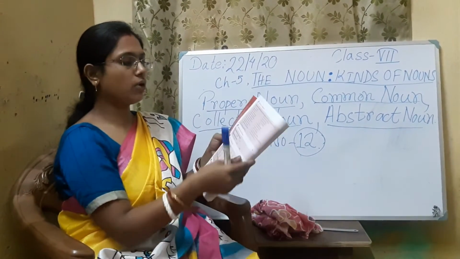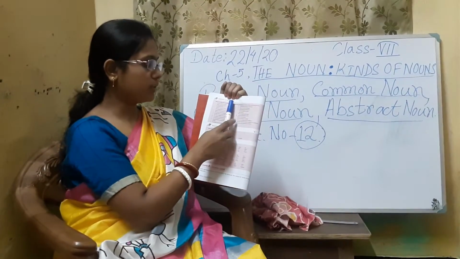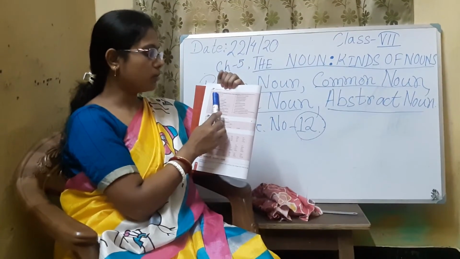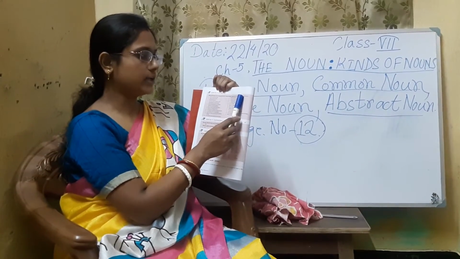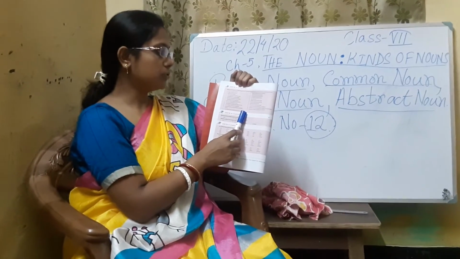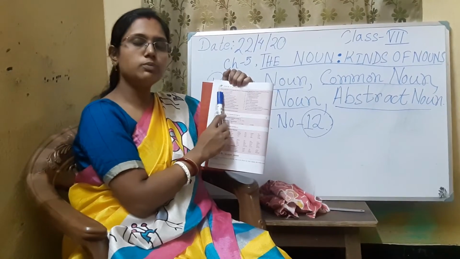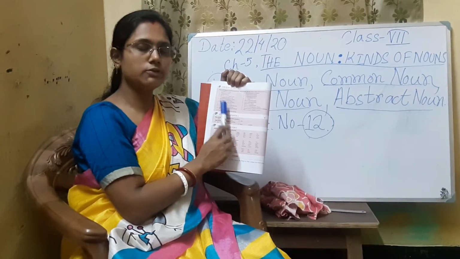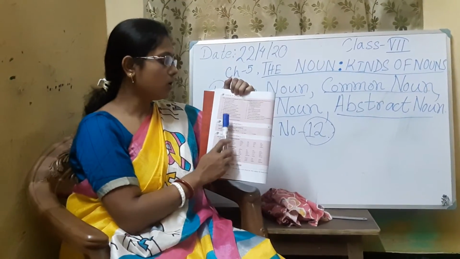Okay, turn to page number 14. On page number 14 of your book, please see there is one exercise in Grammar 3. Point out the nouns in the following sentences and say whether they are common, proper, collective or abstract. Okay, this is a very easy exercise for you. You have to point out the nouns. You have to solve these questions in your English language copy.